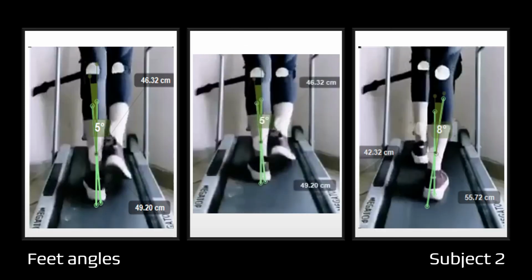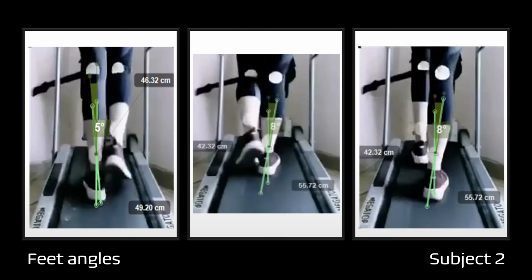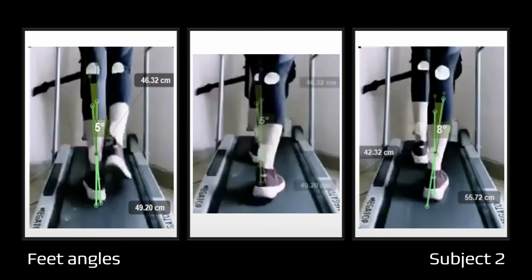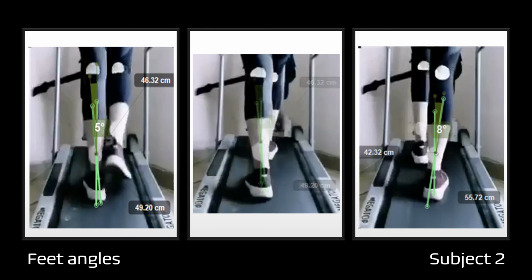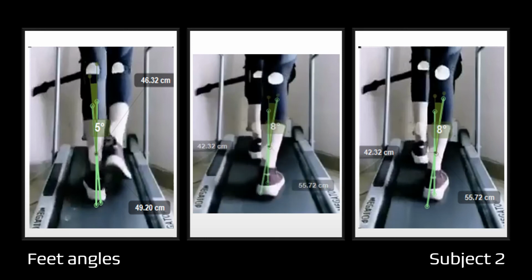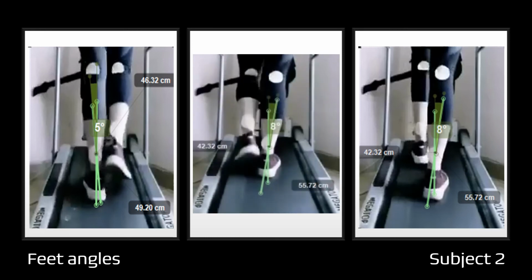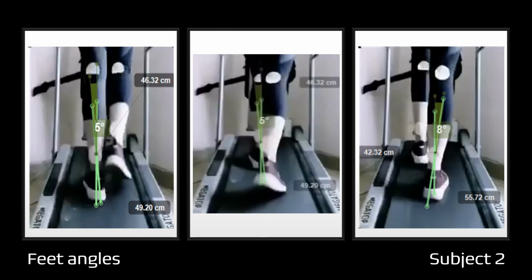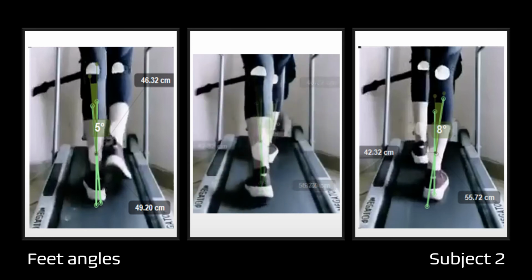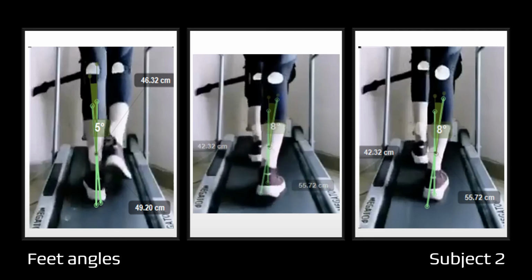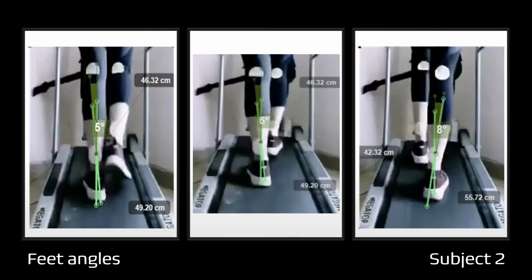Subject number 2 shows a 3-degree difference between the left and the right foot angles. The right foot has an 8-degree angle while the left foot shows a 5-degree angle. The subject's angles are tilted outwards, and comparing the way the angles are and the degrees of each one, it can be assumed that this subject is a supinator, but less than subject number 1.